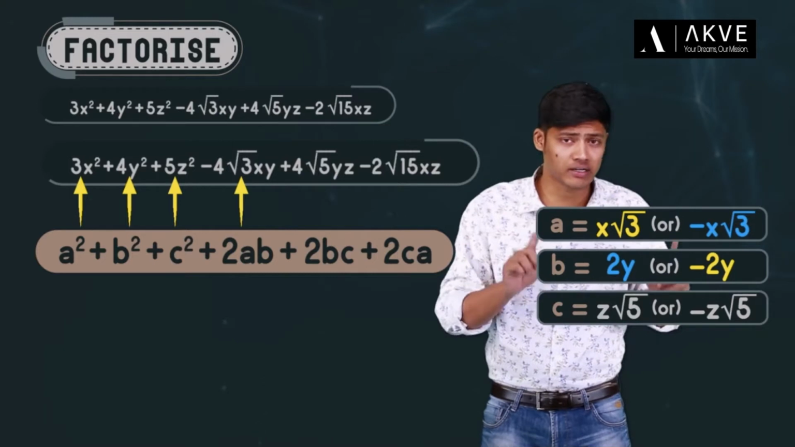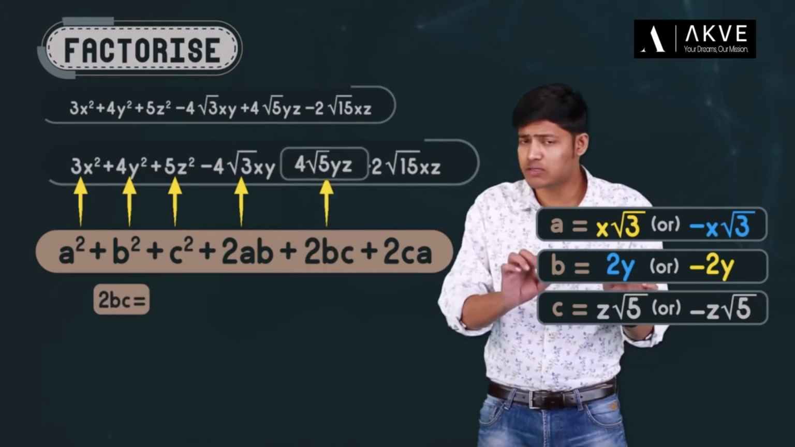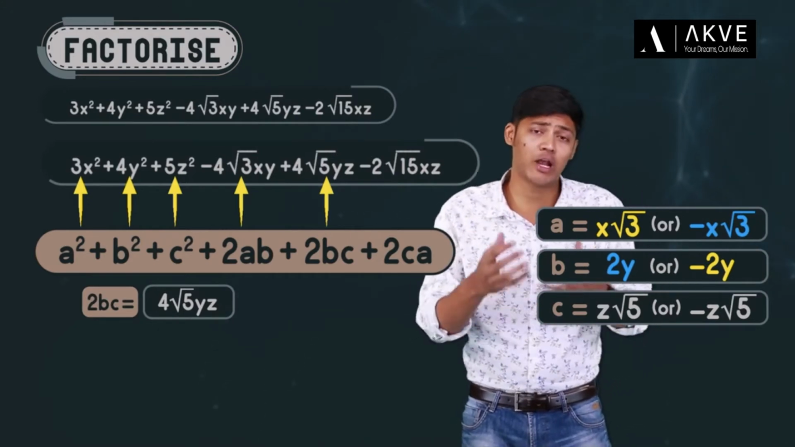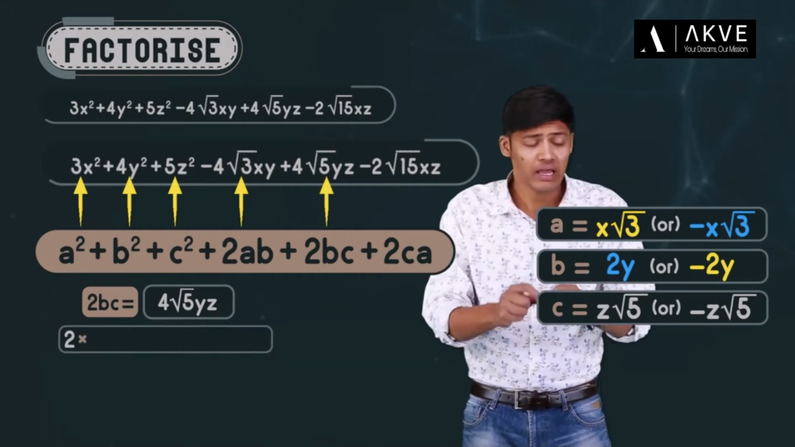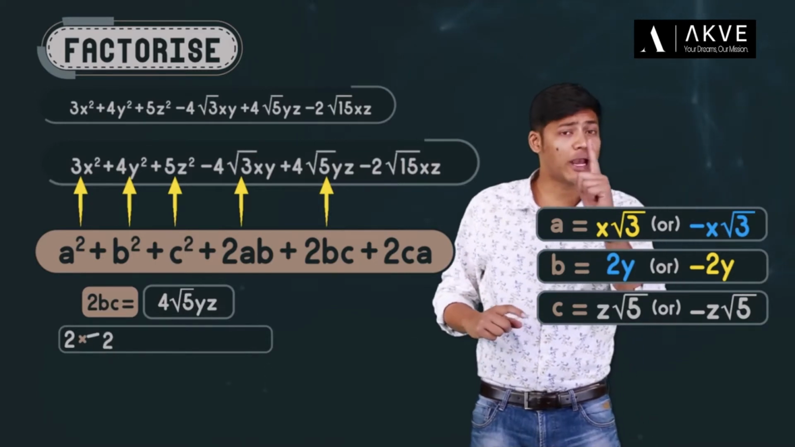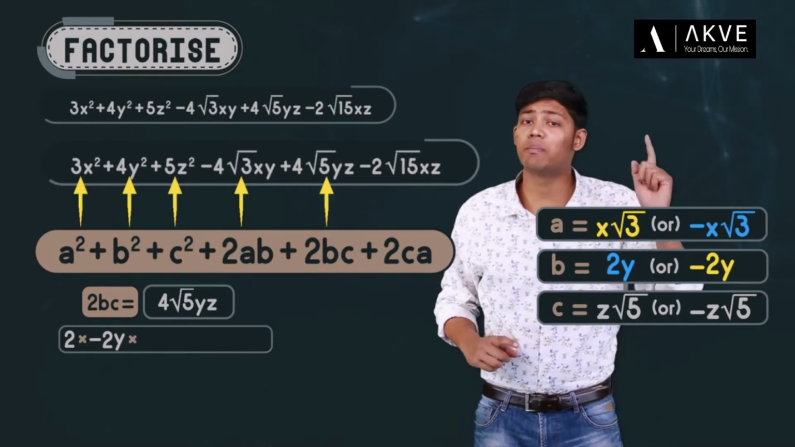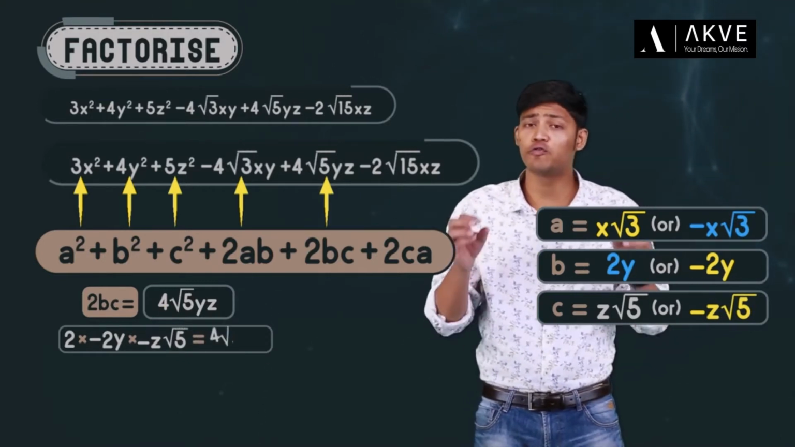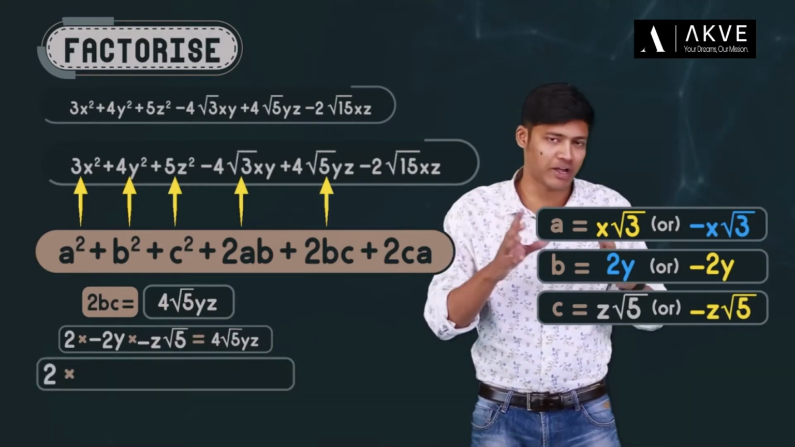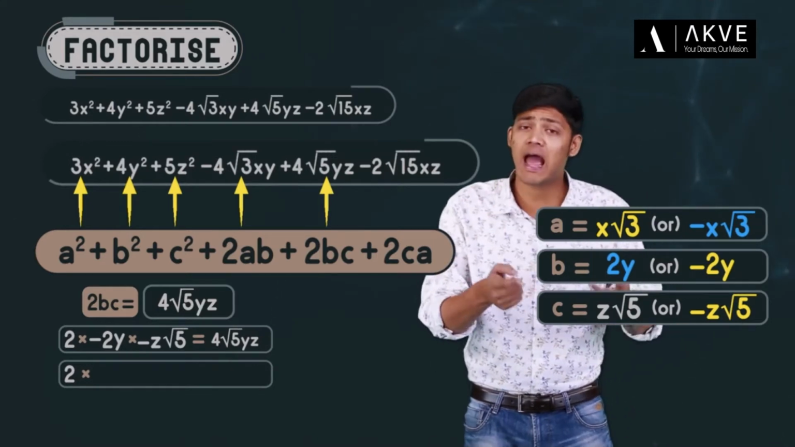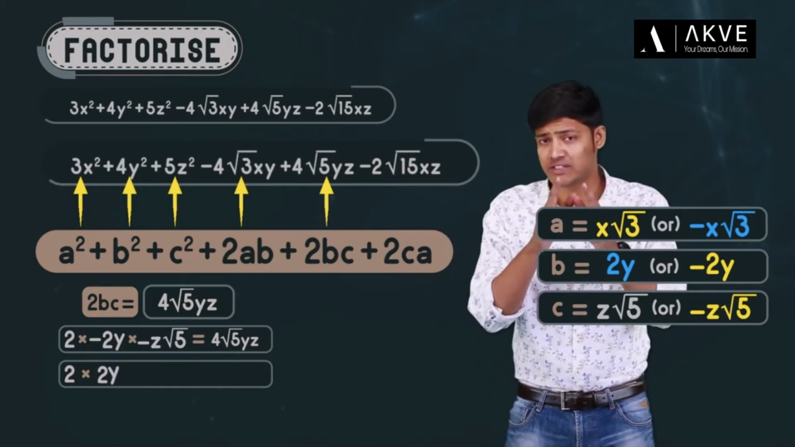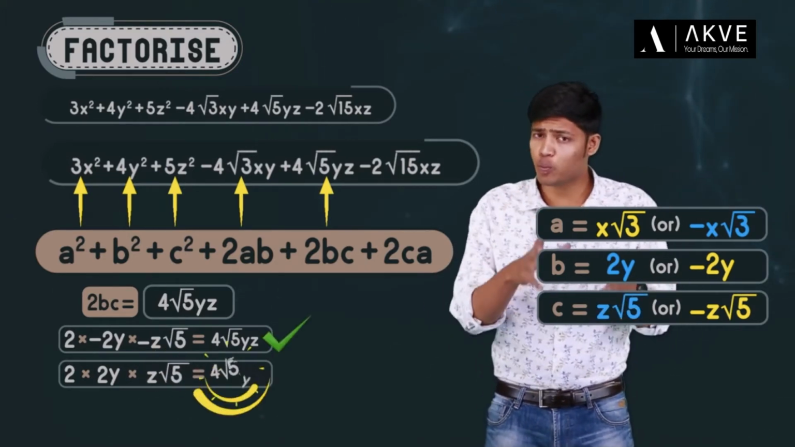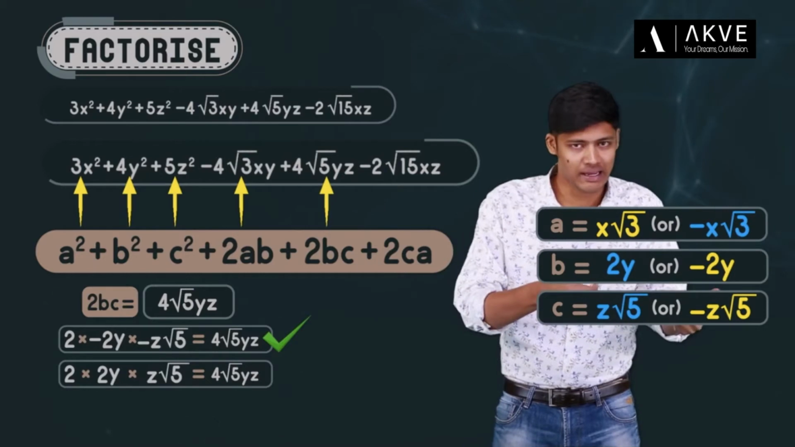Similarly, the equivalent term for 2bc is 4 root 5 multiplied by yz. Here we already have the values of b. If b is minus 2y, then the value of c has to be minus z root 5, since 2bc is equal to 4 root 5 multiplied by yz. If the value of b is 2y, then the value of c has to be z root 5. So again, two possibilities for the values of b and c.